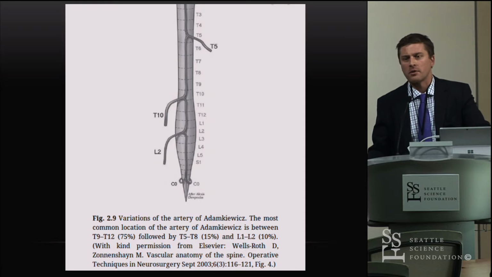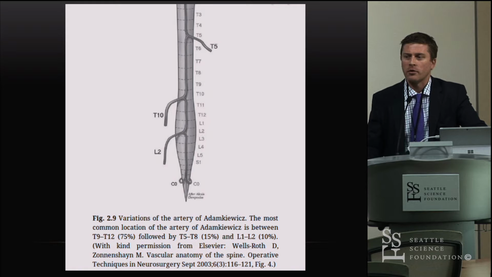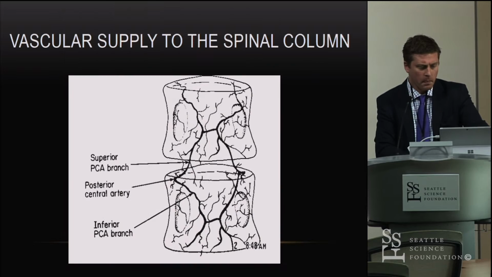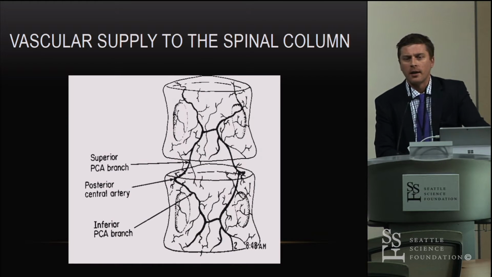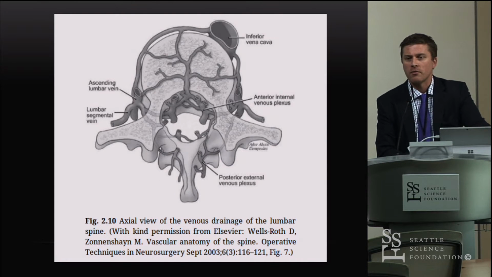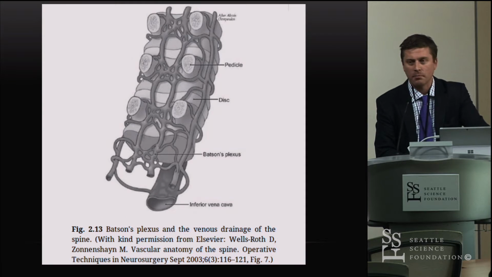It also helps because sometimes they'll do the corpectomy from the other side of the artery of Adamkiewicz. So if you know where it is, there's always a small chance you could injure it, and so going from the contralateral side can decrease your risk a little bit if you get into trouble. The vertebral bodies themselves are supplied by the posterior central arteries. This is important for the spread of metastatic disease, and of course the venous drainage of the spinal column itself is rich in blood supply, with the Batson's plexus supplying the spinal column itself.